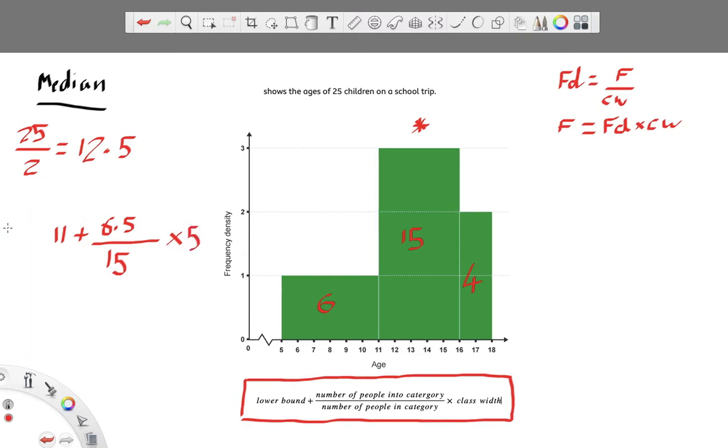So if I just put median, so that's equal to the lower bound, which was 11, the number of people going into the category. So remember that we were looking for the 12.5 value. We'd already used 6.